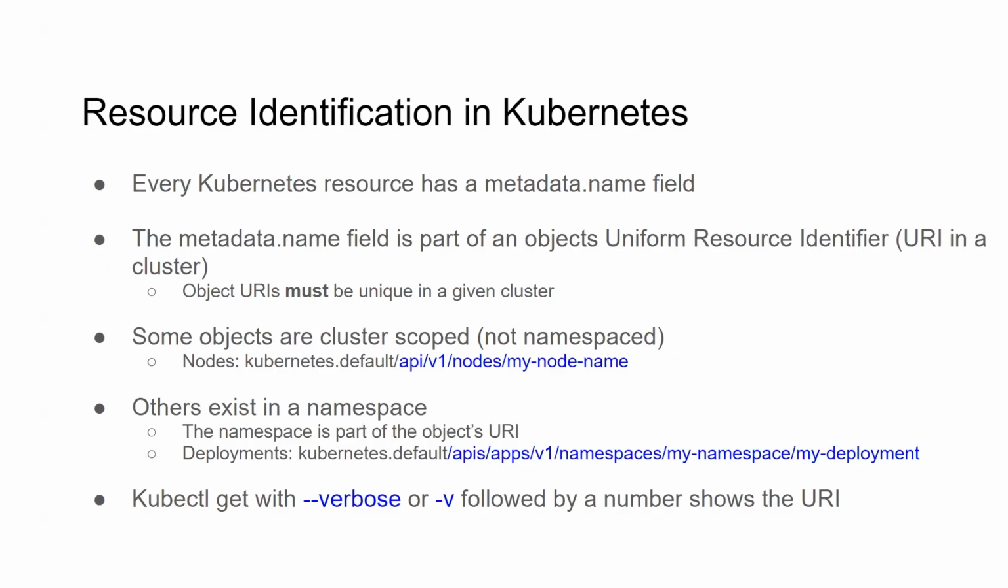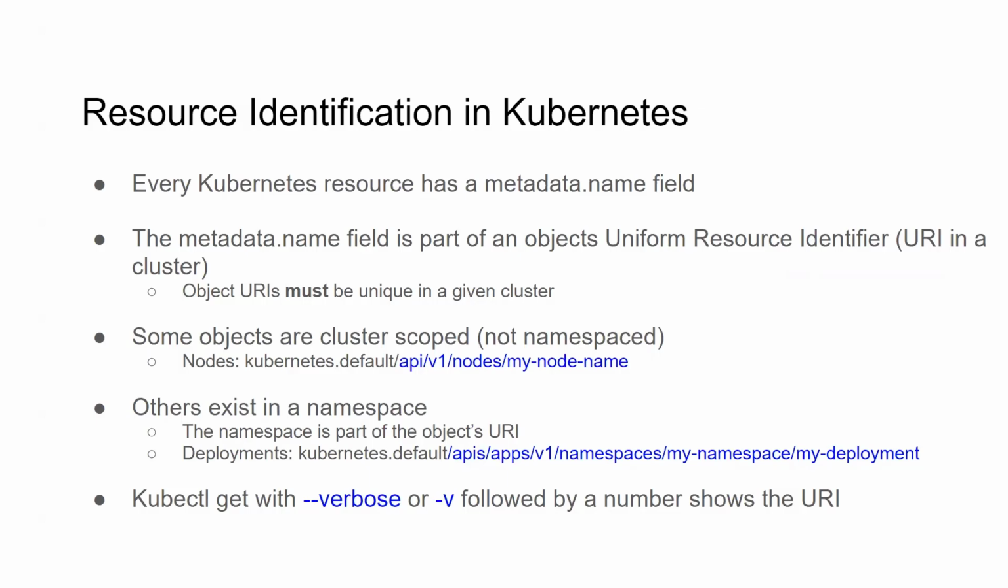Everything in Kubernetes must have a unique metadata.name field. This name is part of the object's uniform resource identifier, or URI, in a Kubernetes cluster. These URIs must be unique within a given cluster. The URI is going to reflect parts of the name and in some cases the namespace. But also remember that some objects are cluster scoped and thus not namespaced.